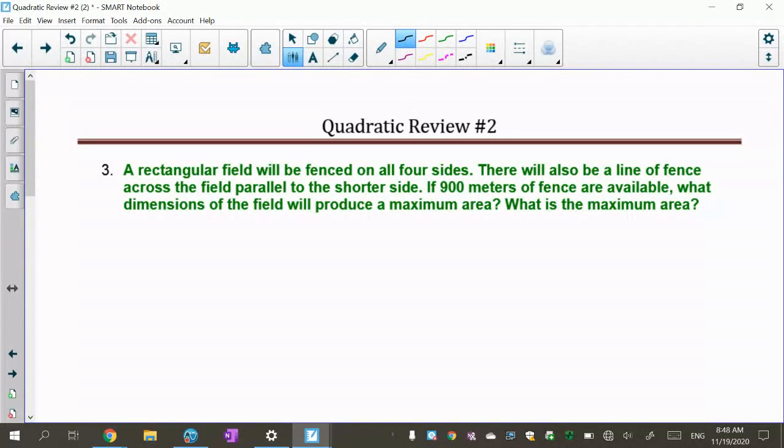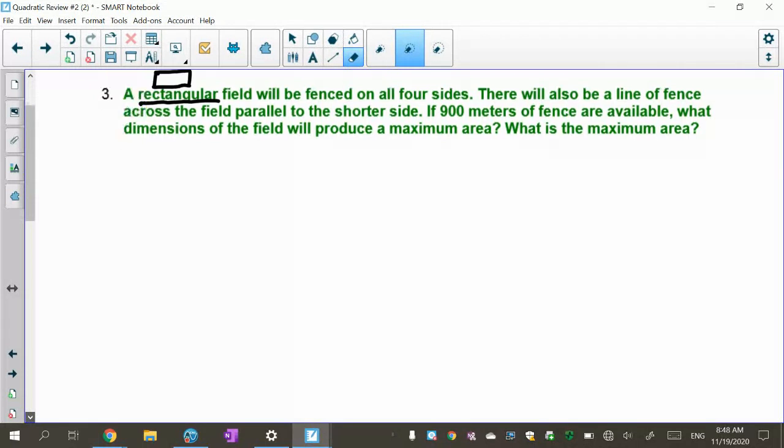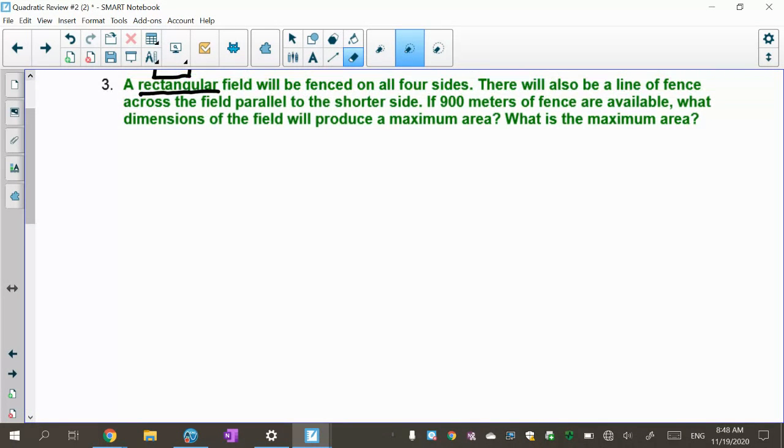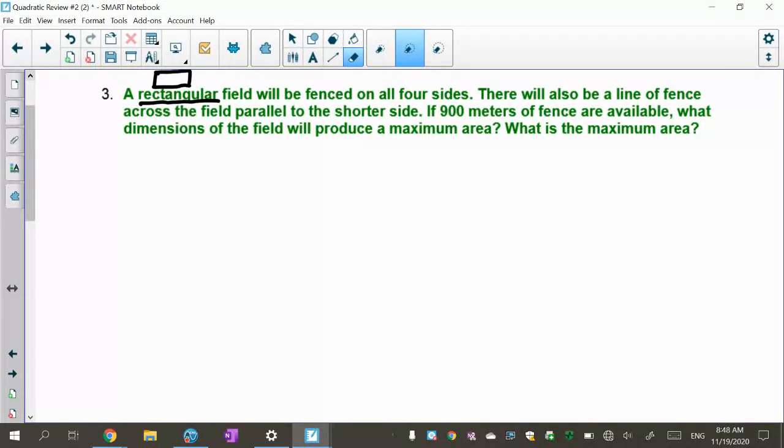It says a rectangular field. Now that's important that it says rectangular because there's certain properties with a rectangle that we know. We know opposite sides are parallel. We know opposite sides are congruent. So that helps us. And it's going to be fenced in on all four sides. There'll also be a line of fence across the field parallel to the shorter side. If 900 meters of fence are available, what dimensions of the field will produce the max area?